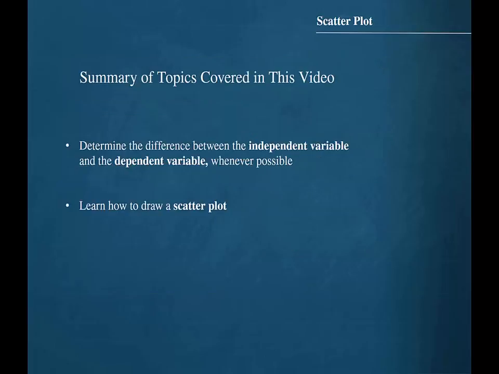In this video, we learned how to determine the difference between the independent variable and the dependent variable whenever possible. We also learned how to draw a scatter plot.